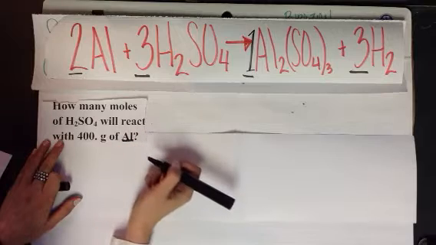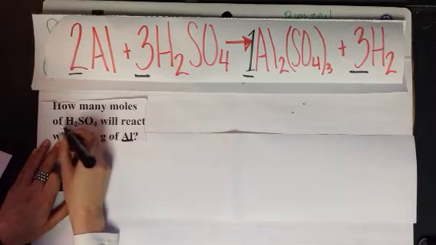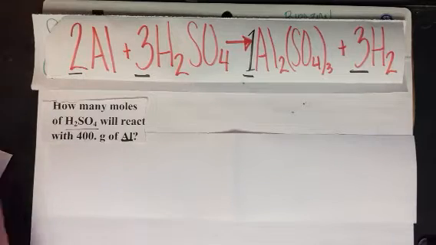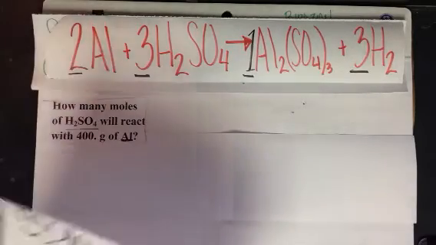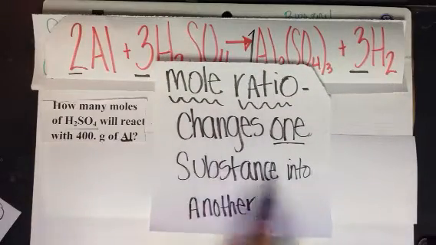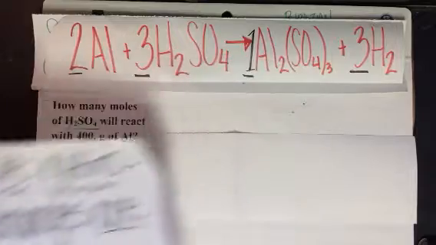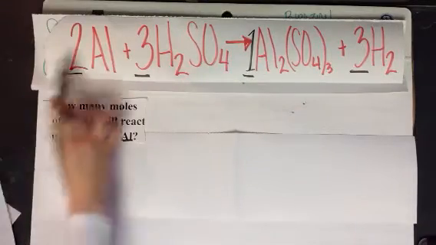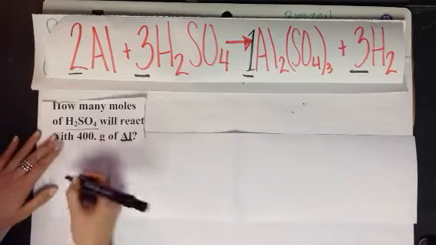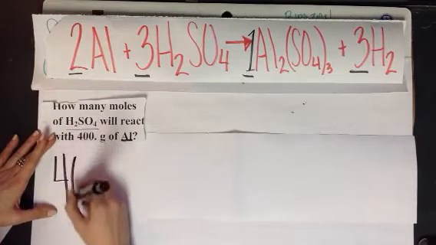So let's first notice that aluminum is one substance and H2SO4 is another substance. Stoichiometry, changing from one substance to another. How do I do that? Let's take a look. Mole ratio changes one substance into another. Okay, which means that I have to be given a balanced equation, which I gave you. You will always be given a balanced equation with stoichiometry, or you have to balance the equation. Okay, so let's begin with my given. Always start with your given, no matter what.